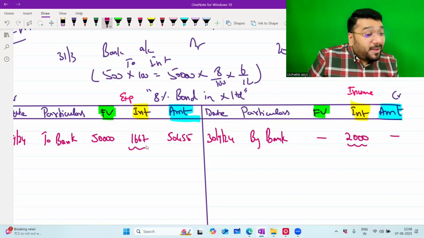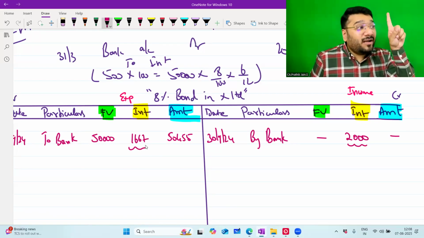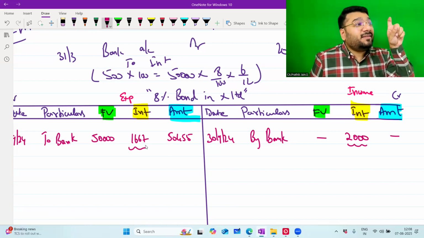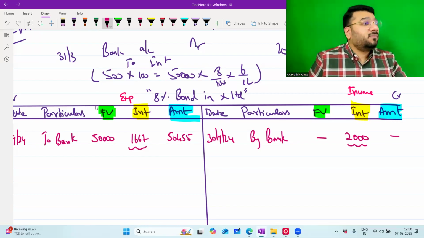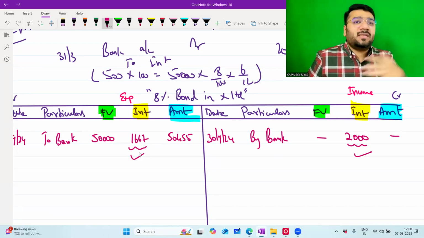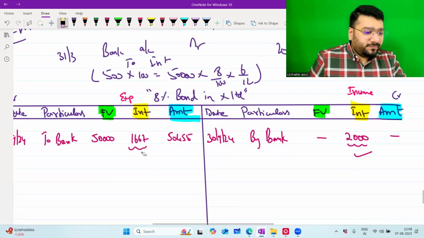In that, how much did you already pay? 1667. So net, how much did you get? Interest only for one month, 333. I said 2000 received, 1667 paid. Net 333 is in my pocket.